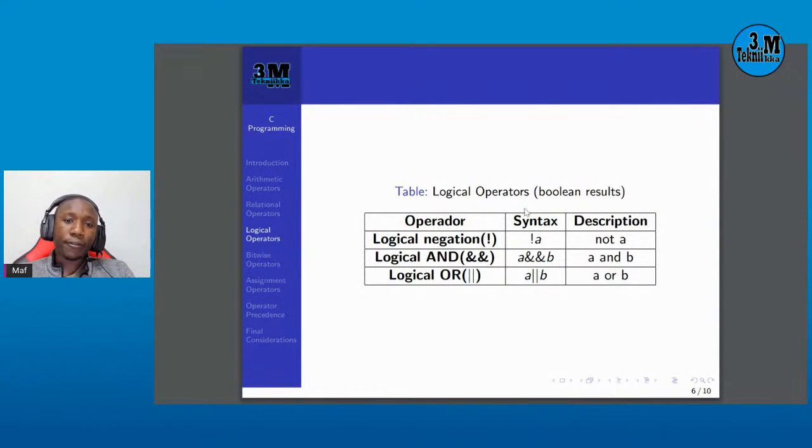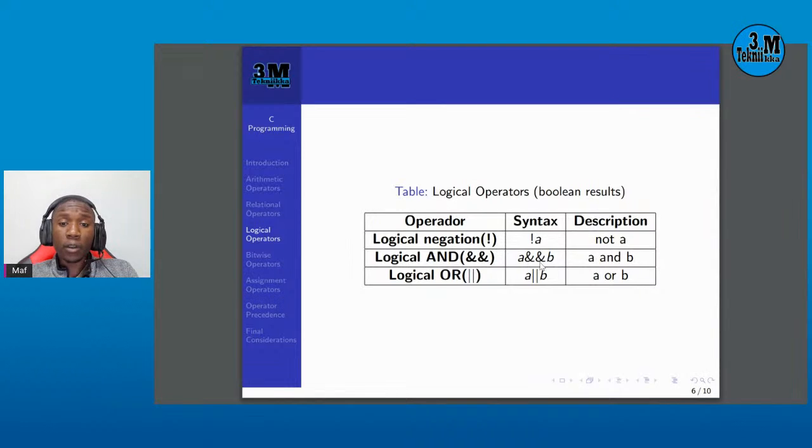Also, we have these Boolean operators, which are the logical operators. This is the not, this is the logical and, and this is or. When you perform a not, if A is true, the negation of A will be false, and the opposite is true as well.